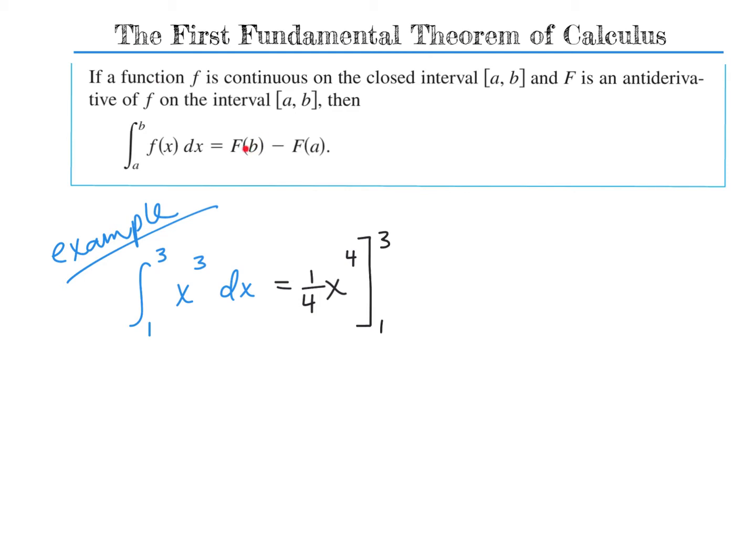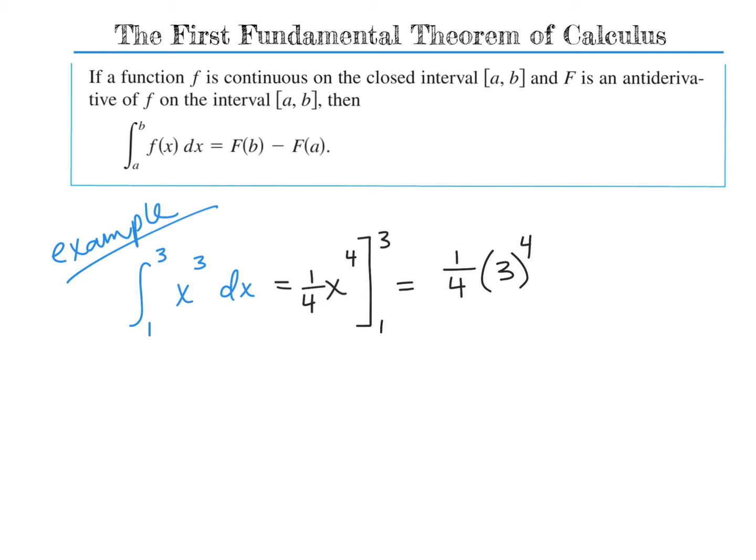So what I'm going to do now, I note that b is my upper limit, it's 3, a is my lower limit, it's 1, and this function right here, 1/4 x to the 4th, is capital F of x. So I first need to evaluate it at 3, which means plugging in 3 to our function here.